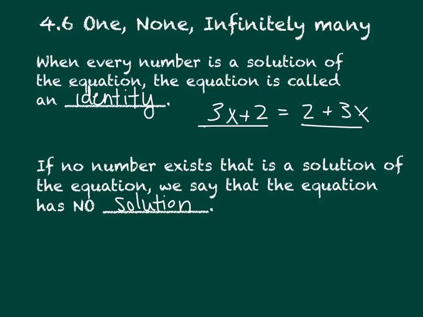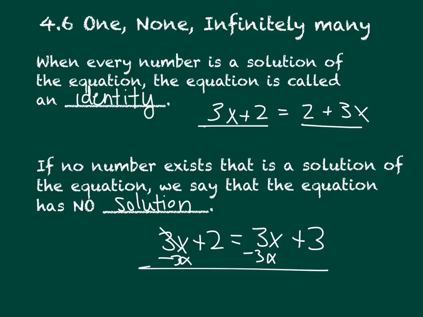So if we work out an entire problem and we had 3x plus 2 is equal to 3x plus 3, and then we subtract our 3x, we're just left with 2 is equal to 3, and we know that 2 is not equal to 3. So this would be no solution.